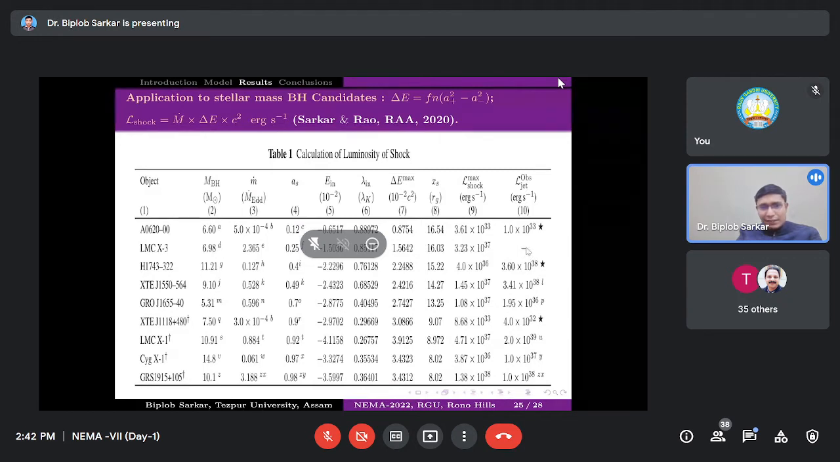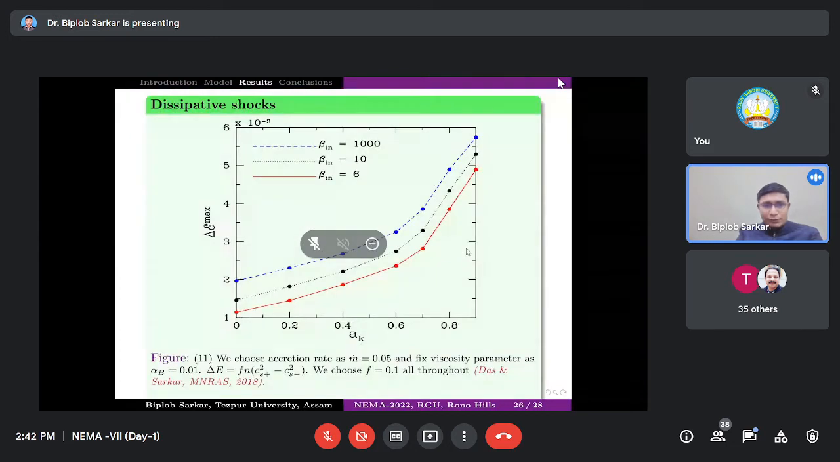For this particular case, LMC X-1, we couldn't find the reported value in the literature. So with our model, we can predict the maximum shock luminosity that we may expect. This is another plot which shows the variation of the dissipated energy as a function of accretion rate. Let me not discuss this in much detail.